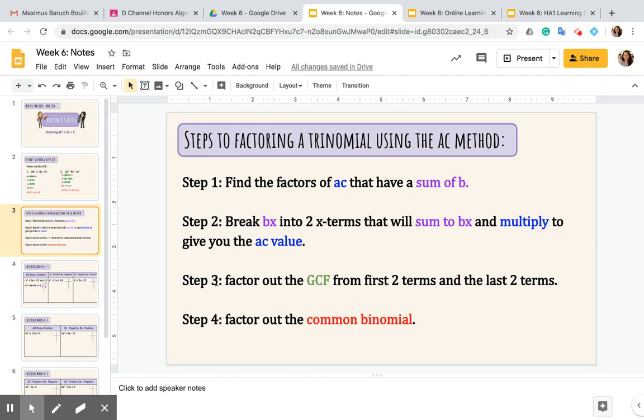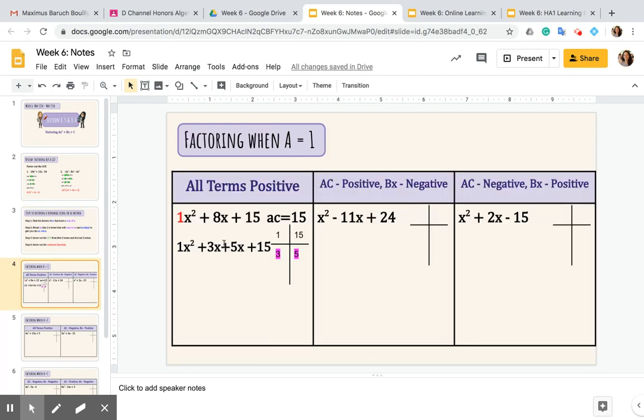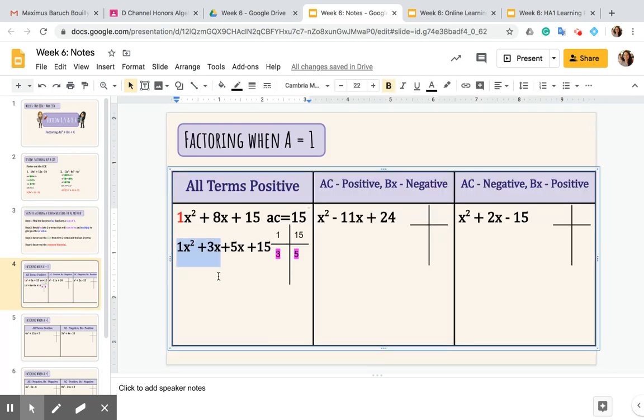All right, so step 3, factor out a greatest common factor from the first 2 terms and factor out a greatest common factor from the last 2 terms.